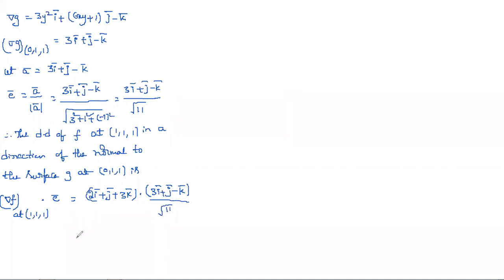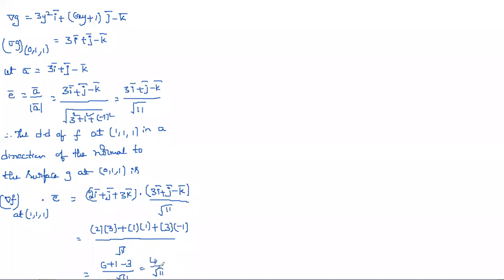So this is equal to applying the dot product now. I coefficient 2 into 3, plus 1 into 1, plus k coefficients 3 into minus 1, by root 11. So 2 into 3 is 6, plus 1 minus 3, by root 11. So this is 4 by root 11.